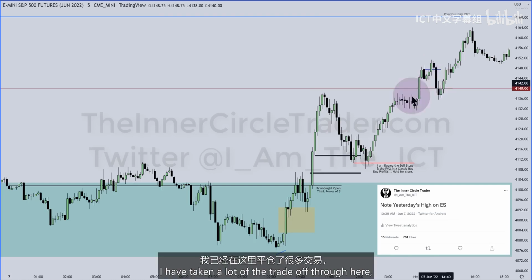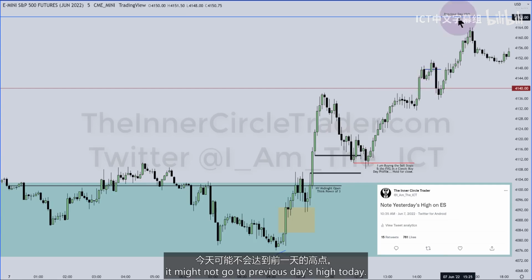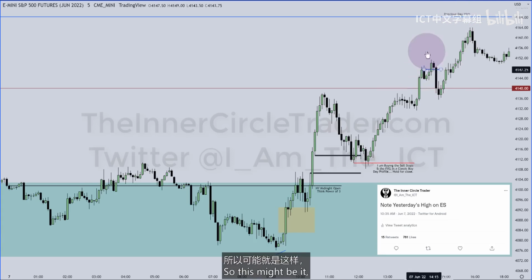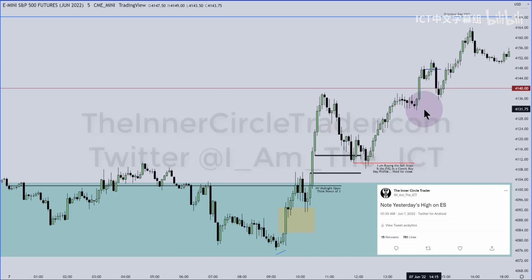Okay, I have taken a lot of the trade off through here, and I'm also in an environment still inside that daily range of multiple days on the daily chart, where it might not go to previous day's high today. So this might be it, and it might need to use Wednesday's trading. So that was my thought process for closing the trade and protecting my stop loss, which never would have been hit because the stop was below here.